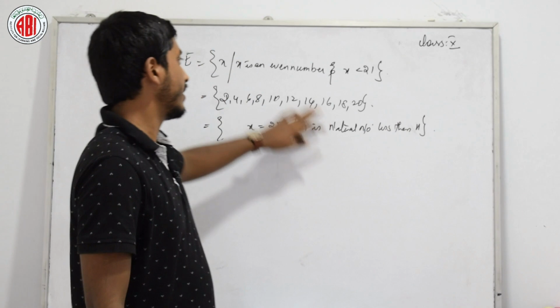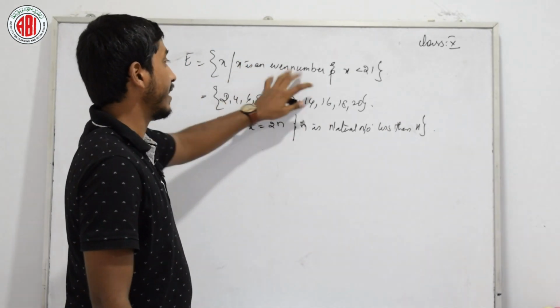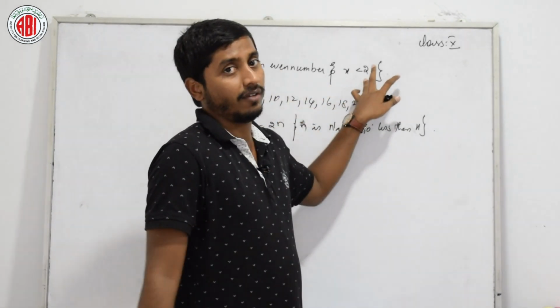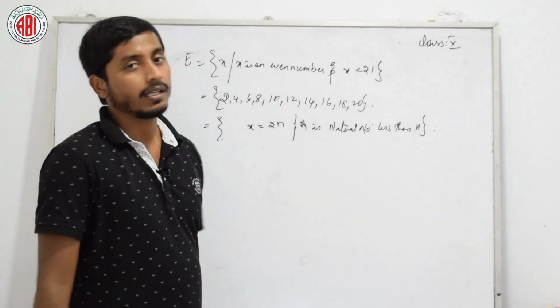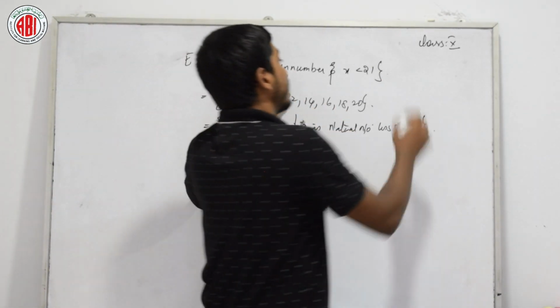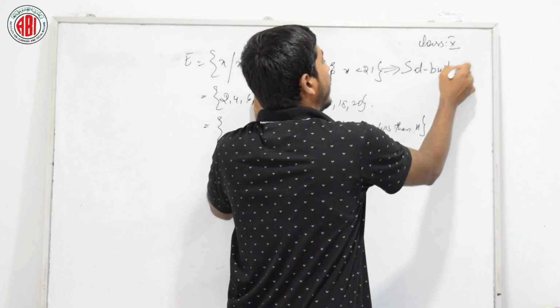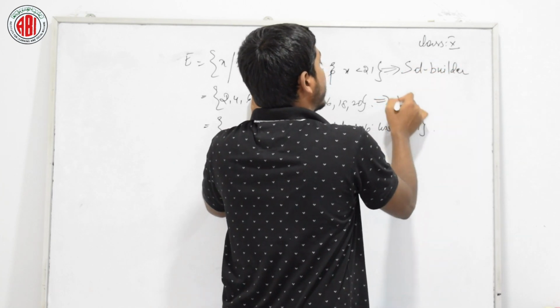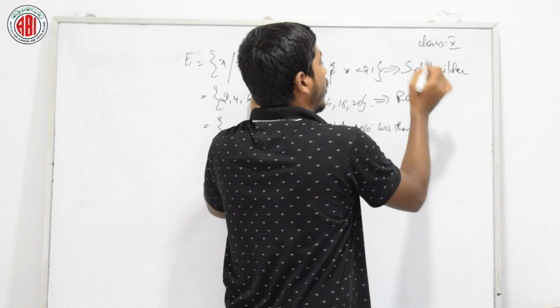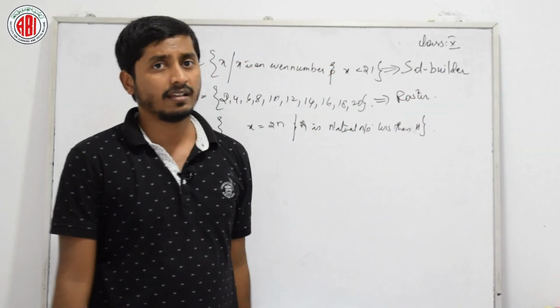Even if you don't understand, try to understand this. x such that x is an even number and x is less than 21. What are the even numbers? 2 to 20. What is this form called? Once again let me tell, this is set builder form and this is roster form. Hope you can understand this, right?